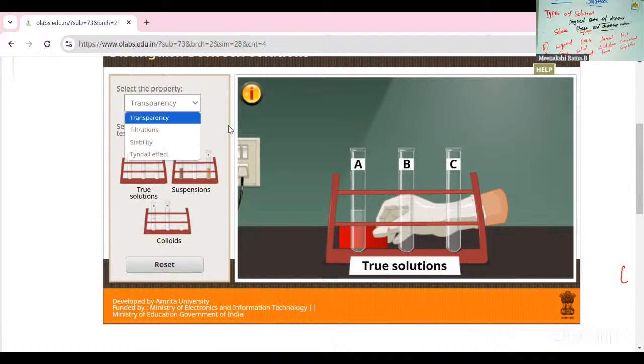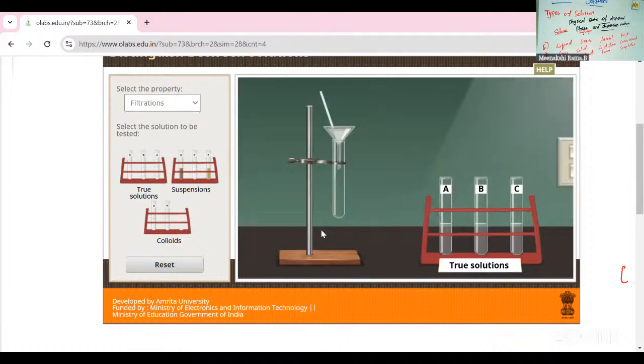Next category is filtration. So, there are 3 test tubes.